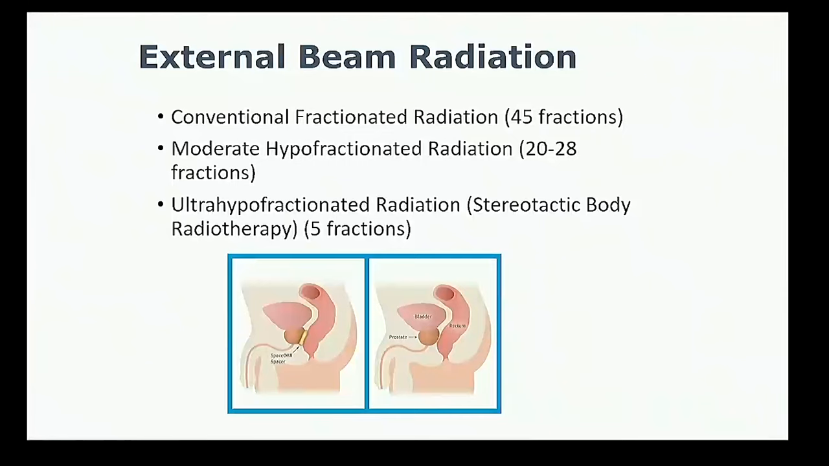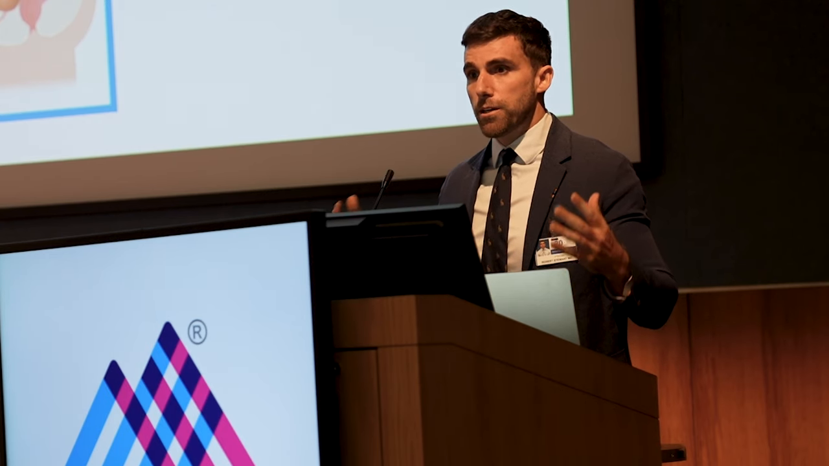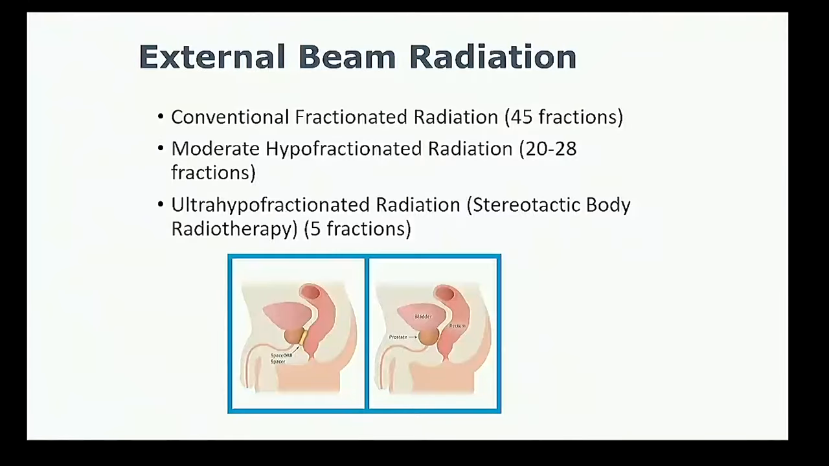As our technology got better, we were able to compress those 45 treatments into 20 or 28 treatments. We did this by increasing the dose each day and by being better able to target our tumor and shape our radiation fields. We were able to safely decrease the number of treatments, making it much more convenient for patients. Now what we're seeing more and more is ultra hypofractionated radiation. It's also called stereotactic body radiotherapy, SBRT for short, or CyberKnife. CyberKnife is the brand name of a machine that delivers SBRT. And this is just a very high dose of radiation over a very short number of treatments. In order to do this, we need a high degree of expertise.